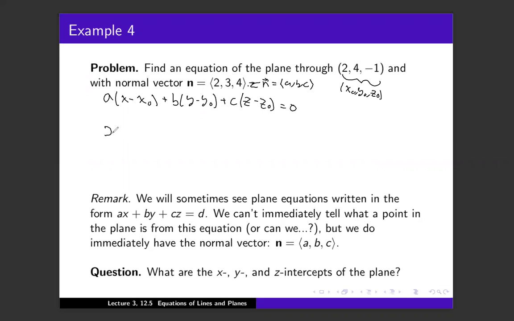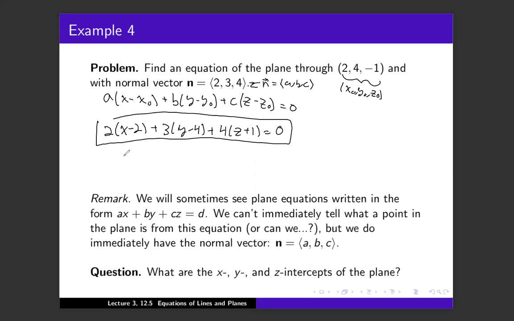So with all this in mind, this gives us 2 times x minus 2 plus 3 times y minus 4 plus 4 times z plus 1 is equal to 0. There's your equation for the plane. That's it. Or if you prefer, 2x plus 3y plus 4z, just distributing these numbers inside of it, all comes out to be 12.